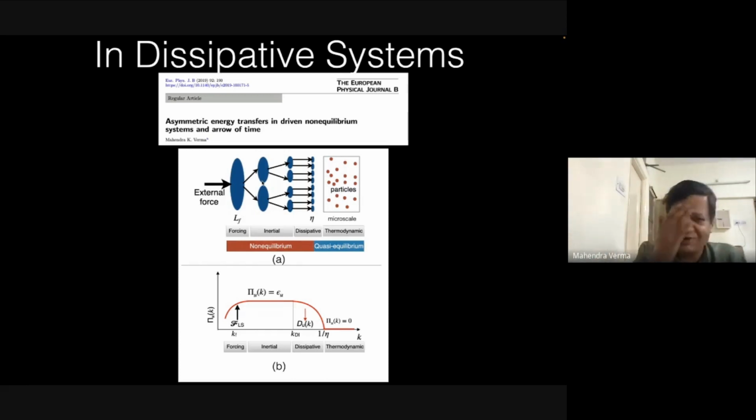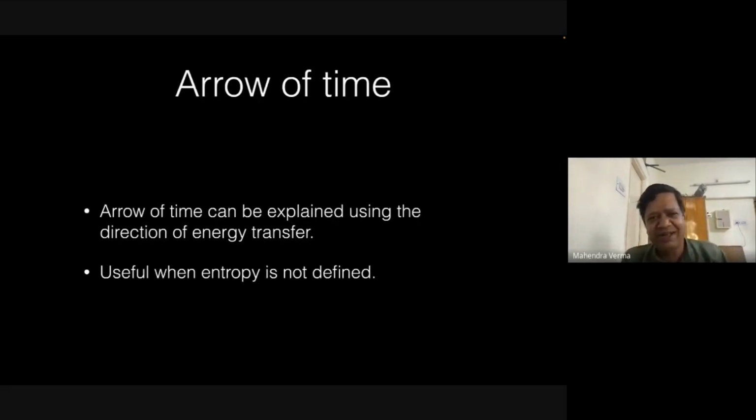So I wanted to say that these are some interesting problems which can be argued and discussed in a multi-scale framework. That's the theme of today's talk. So can we explain the arrow of time using the direction of energy transfer, which is a multi-scale phenomenon? And it is useful when entropy is not defined.